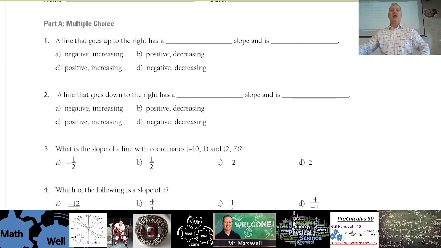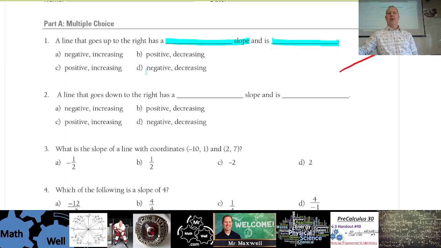Okay, so let's do this together. I will ask you questions, and we're gonna do this together. So a line that goes up and to the right. Okay, a line that goes up to the right, like this. Fill in the blank. Has a blank slope. Okay, so what kind of slope does it have? And also is blank. So what do you think of these four options?